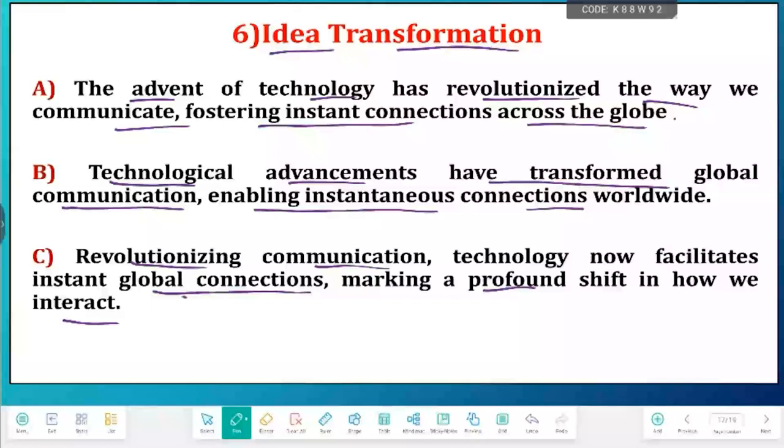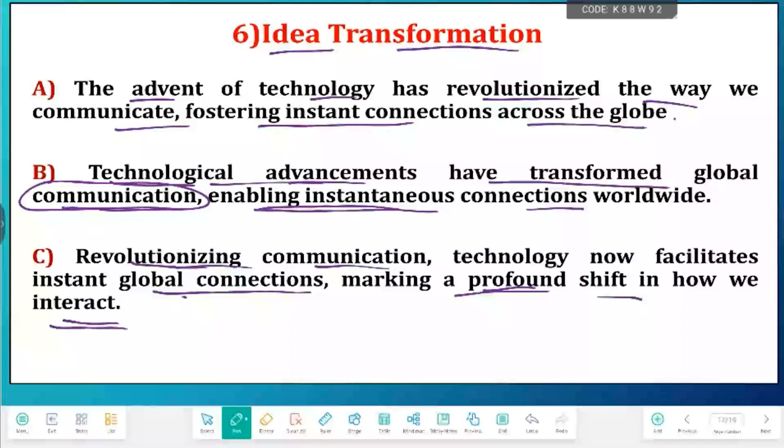बट टेक्नोलॉजी वो आइडिया को लेके उसमें हमने क्या जोड़ दिया, उसमें हमने जोड़ दिया कम्युनिकेशन, एंड द टेक्नोलॉजिकल एडवांसमेंट हैव ट्रांसफॉर्म्ड ग्लोबल कम्युनिकेशन, एनेबलिंग इंस्टेंटेनियस कनेक्शन वर्ल्ड वाइड. तुरंत जो कनेक्शन होते हैं पूरे दुनिया में उसको हमने जोड़ दिया, एंड दैट रिवोल्यूशनलाइजिंग कम्युनिकेशन टेक्नोलॉजी नाउ फैसिलिटेट्स और इट मार्क्स अ प्रोफाउंड शिफ्ट इन हाउ वी इंटरैक्ट. तो इंटरैक्शन का भी उसमें एक थोड़ा सा, उसी आइडिया में एक थोड़ा सा इंटरेक्शन का भी एक पार्ट जोड़ दिया. ठीक है, आई होप यू हैव अंडरस्टूड द डिफरेंस बिटवीन आइडिया ट्रांसफॉर्मेशन एंड आइडिया एक्सप्लेनेशन.